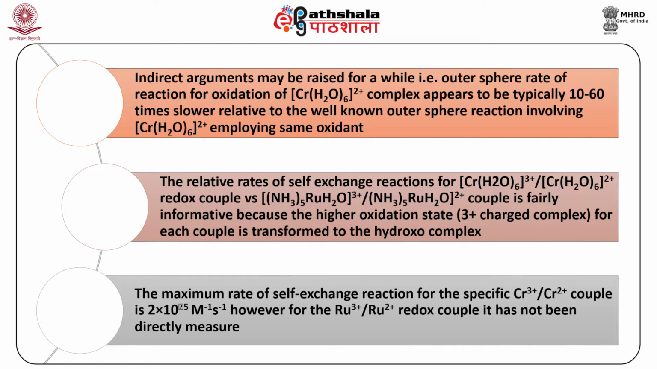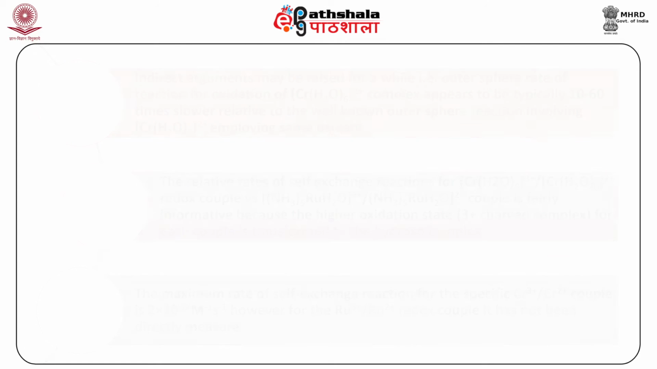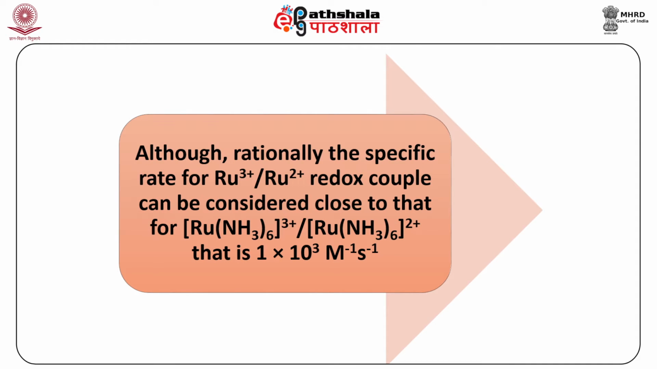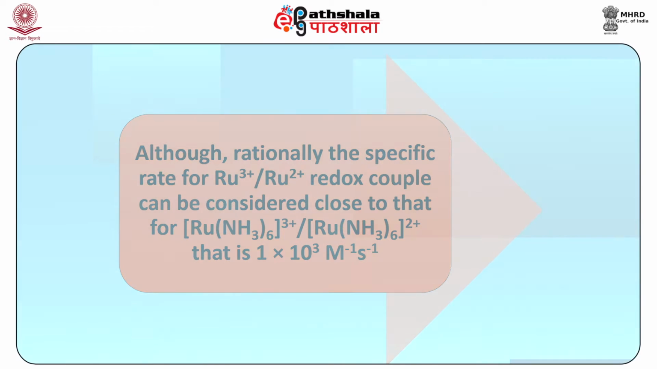However, the rate for the ruthenium 3, ruthenium 2 redox couple is not directly measured, although it was rationally estimated. The specific rate for the ruthenium 3, ruthenium 2 redox couple can be considered close to that for the ruthenium hexaammine 3+ and ruthenium hexaammine 2+ redox couple, that is 1 into 10 to the power minus 3 mole inverse second inverse.